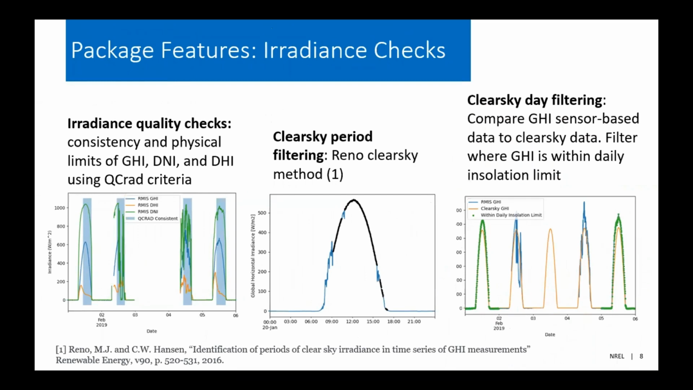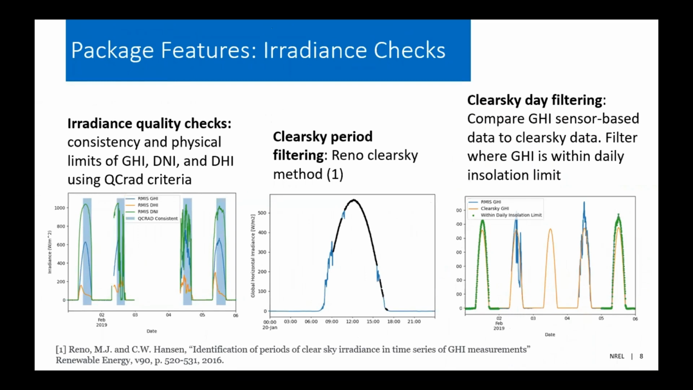And I guess the image here has the clear sky periods in black and the non-clear sky periods in blue. A little hard to see. Hopefully you guys have zoom up in here, but that uses the Reno clear sky method to detect these periods throughout the day, which are clear sky.